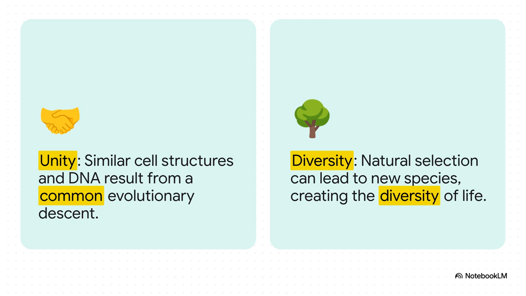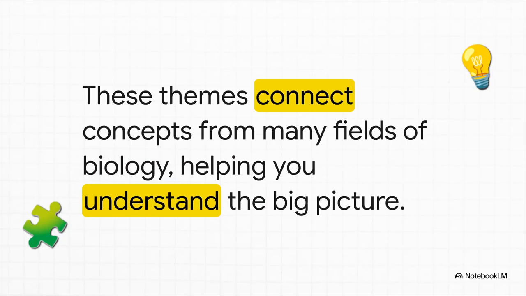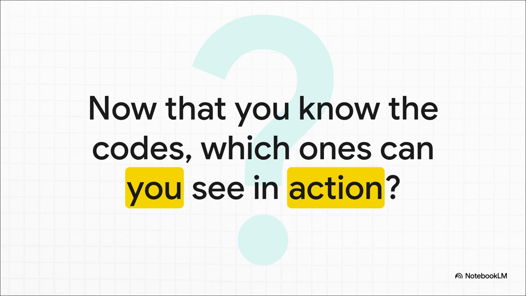So there they are, the 5 core codes: a shared blueprint, the power of systems, form following function, that constant balancing act of homeostasis, and the grand overarching story of evolution. These aren't just separate ideas. They're the threads that weave all of biology together. You can see how evolution is the engine that drives adaptations, which in turn sculpts the form and function of a creature, which is built from systems of cells, all trying to maintain balance. See? It all connects.